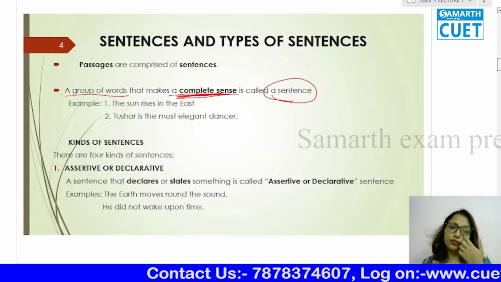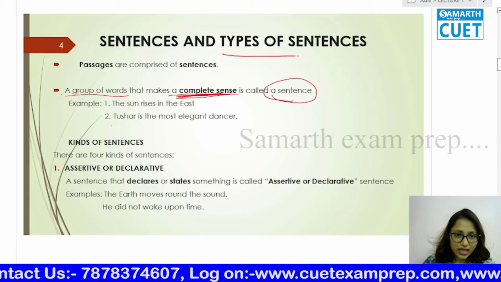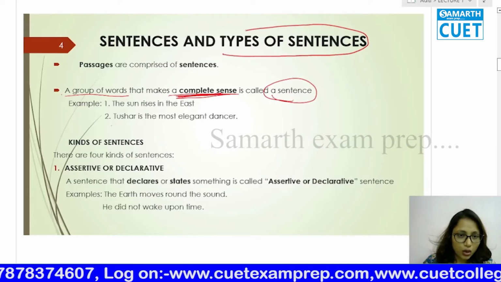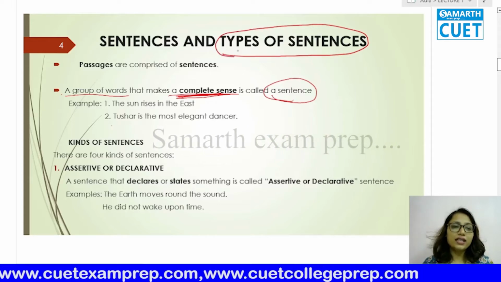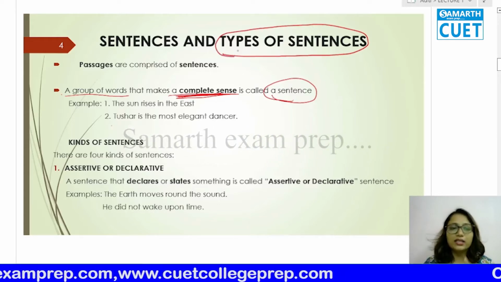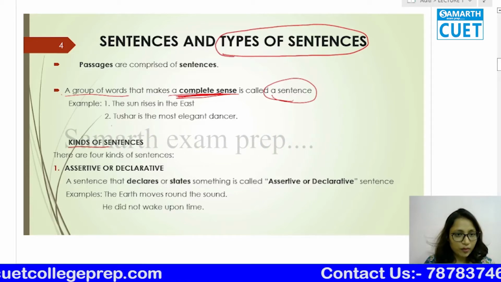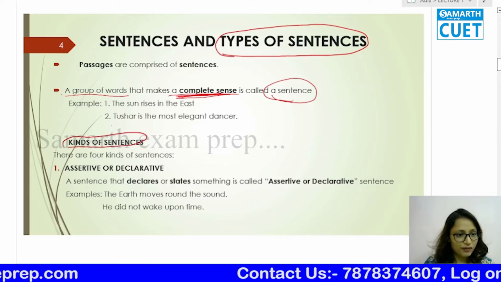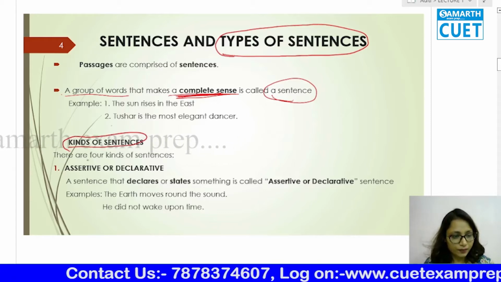So let's move to this part, that is types of sentence. Now when you all are aware what exactly a sentence is, so what is a sentence? A sentence is a group of words that makes a complete sense. So let's now move to the second part, the kinds or the types of sentences. So basically there are 4 kinds of sentences.